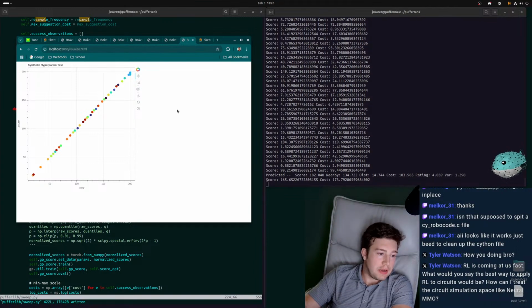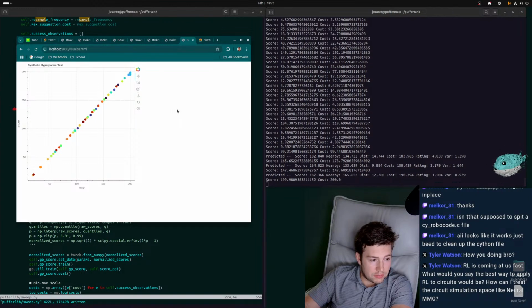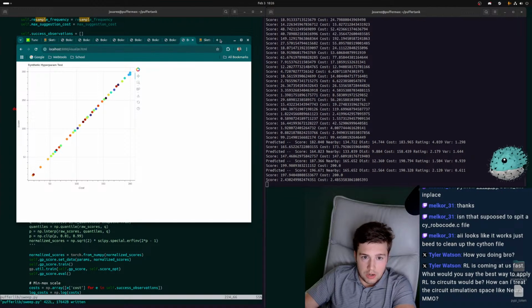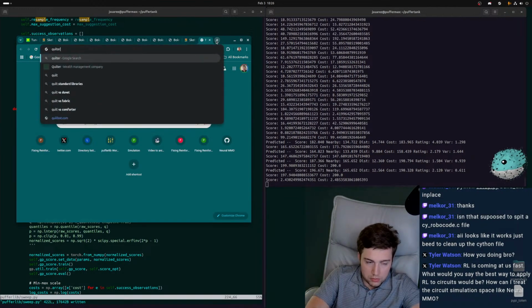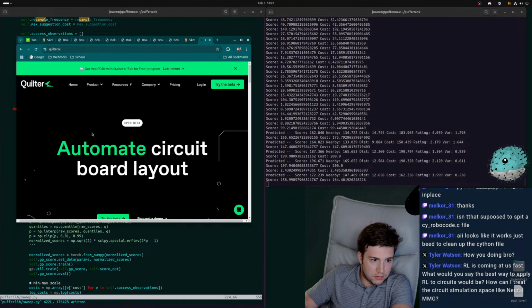RL's coming back at us fast. What do you say the best way to apply RL to circuits would be? How can I treat the circuits? There was a company that I was considering, or that was considering hiring Puffer for this. They do that. Yeah.